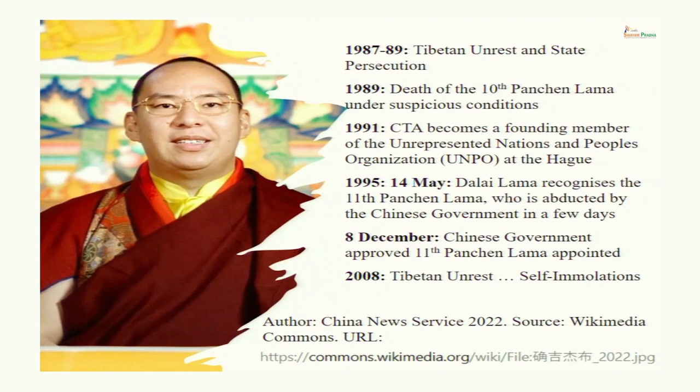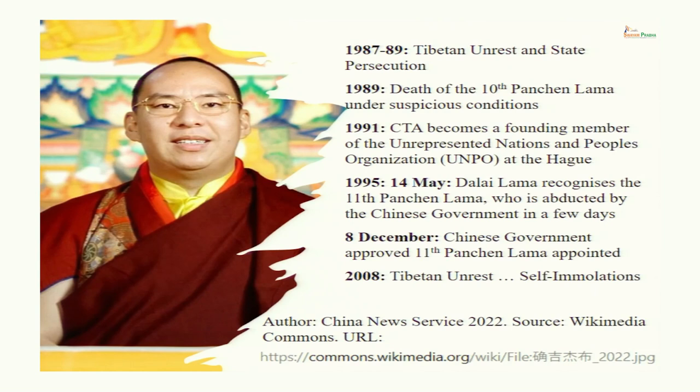And at that time, Hu Jintao was the party secretary in Tibet, in charge of policy making there. And he persecuted the Tibetans. A large number of Tibetans were killed. And in fact, the 10th Panchen Lama died under suspicious conditions. So many Tibetans believe that he was poisoned by the Chinese state, specifically by Hu Jintao, or at the orders of Hu Jintao, of course. So he died.